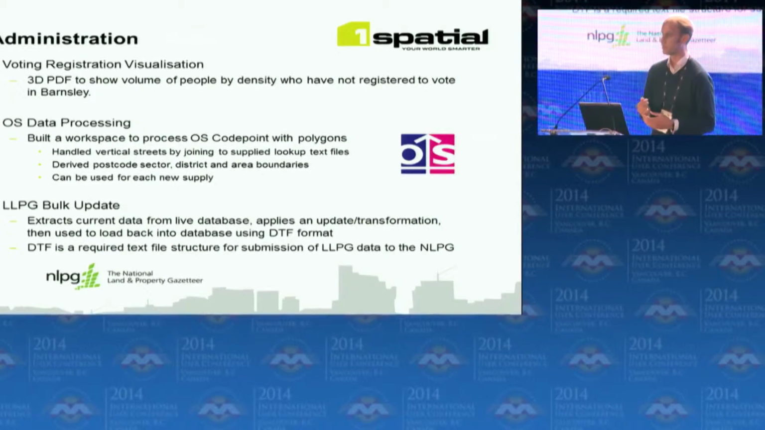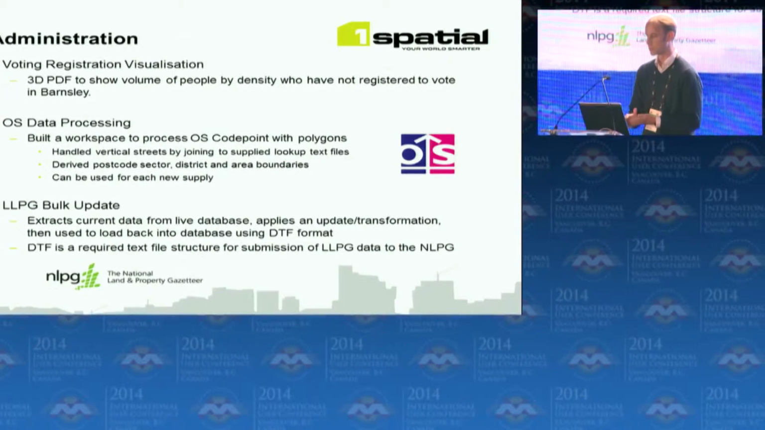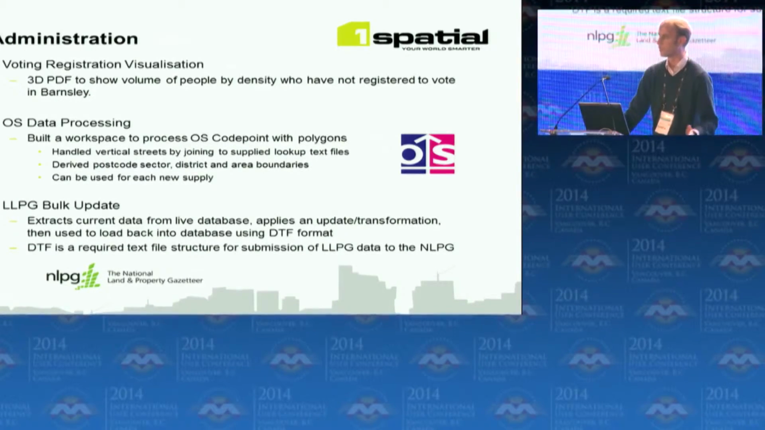They did some neat 3D PDF visualization to look at areas in the local authority that had low voting patterns. They wanted to know where individuals were not registering to vote. They needed to process Ordnance Survey data. That was a real easy task for them with some of the products that they could process with FME.